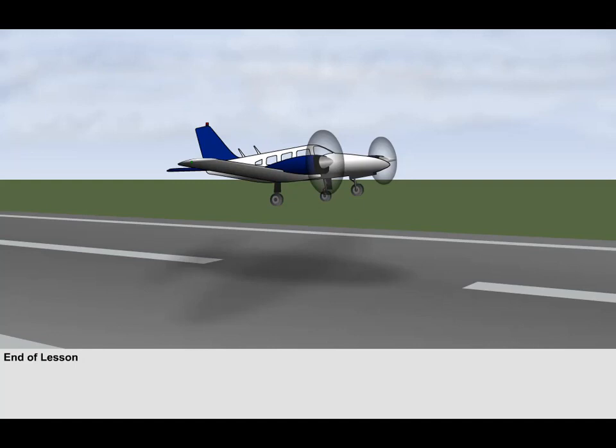From this lesson, you should have learnt what the climb requirements are and also how to calculate your aeroplane's climb performance in order that you comply with the regulations.